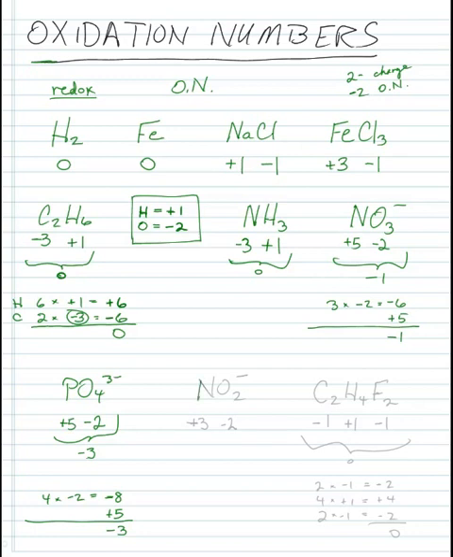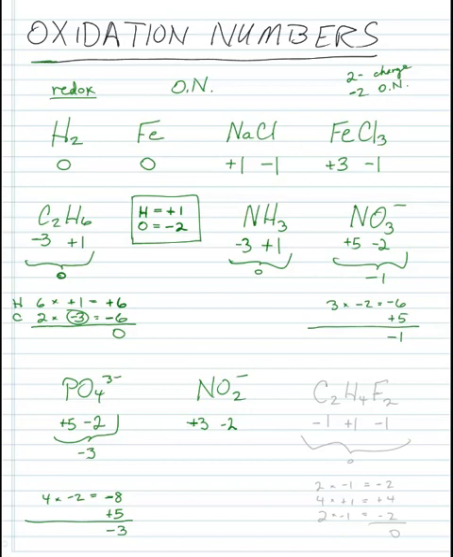Let's do nitrite. Minus 2 for the oxygen. There's 2 of them. That's a minus 4 altogether, right? Has to add up to a minus 1. So a plus 3 will do that. 1 plus 3, 2 minus 2's, adds up to a minus 1. So there are oxidation numbers for nitrite.